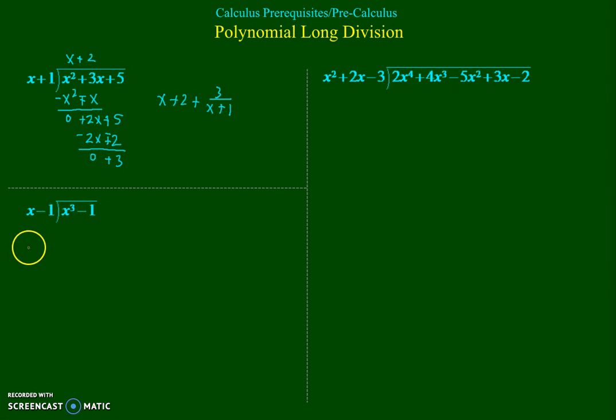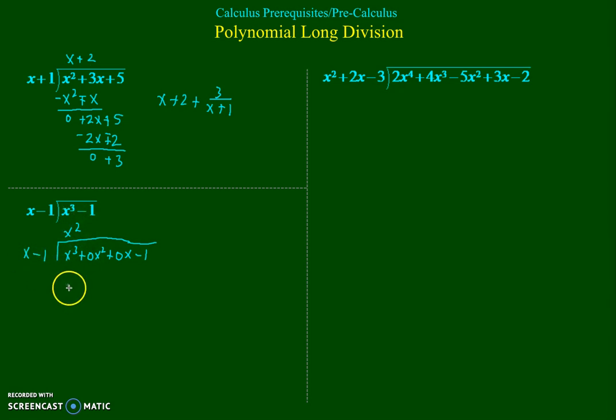So we're going to have x minus 1 divided by x to the third plus 0x squared plus 0x minus 1. Because we need one of each inside here. From this point forward, the process is exactly the same as we did up here. What do I need to multiply this by to reproduce this term? Well, that's x squared. So that term is x squared.